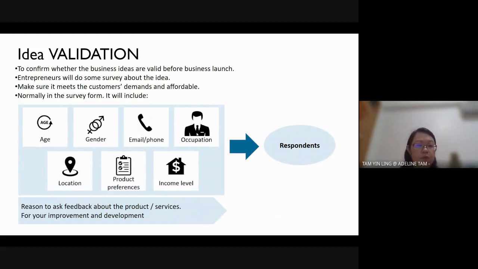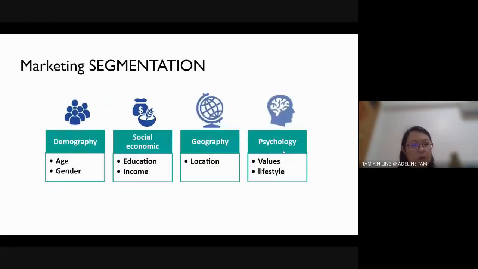So normally we will include in the survey form, we want to know the age of the participants, gender, email. All this information is very important for us to understand our customer better, especially preference and income level. We ask this question, we want to check whether the respondent can pay for our products or not. And at the same time, we ask for feedback for the products from the survey. So at the same time, we must know who are the customers we want to choose from.